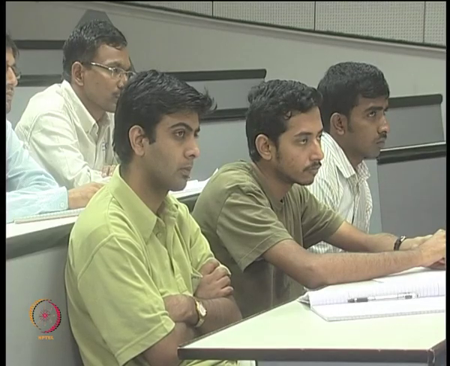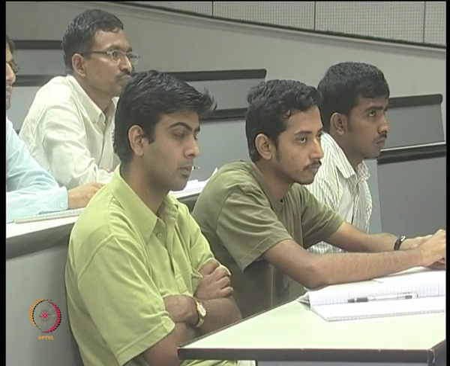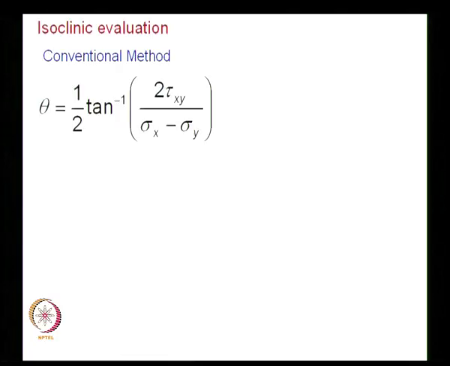Let us look at that equation. You will not be able to say that from that equation, and this is the equation you have all learnt: theta equal to tan inverse 2 tau xy divided by sigma x minus sigma y, multiplied by 1 by half. This expression being a trigonometric expression, it is multi-valued. So, it will give you multiple values of theta, and how will you associate it?